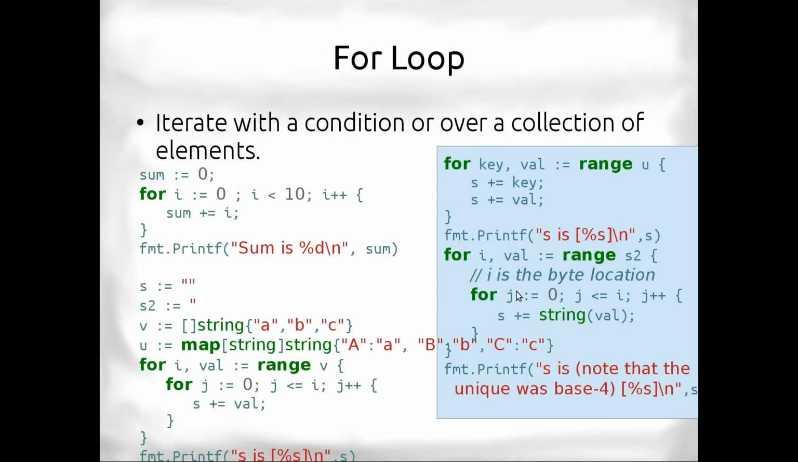Okay? So the for loop allows us to iterate over ranges of numbers, allows us to iterate over lists and slices, allows us to iterate over maps, allows us to iterate over strings. So that's pretty handy.